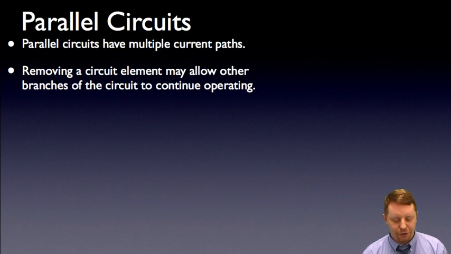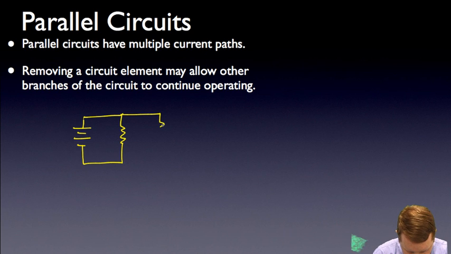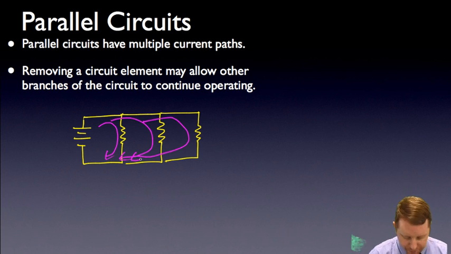If we look at parallel circuits, on the other hand, parallel circuits have multiple current paths. Removing a circuit element may allow other branches of the circuit to continue operating. So a parallel circuit might look something like this. We'll put a battery in here again, and now we'll put a resistor here, and a resistor here, and a resistor here. Now we have multiple current paths. Current can flow this way, that way, that way, multiple paths.